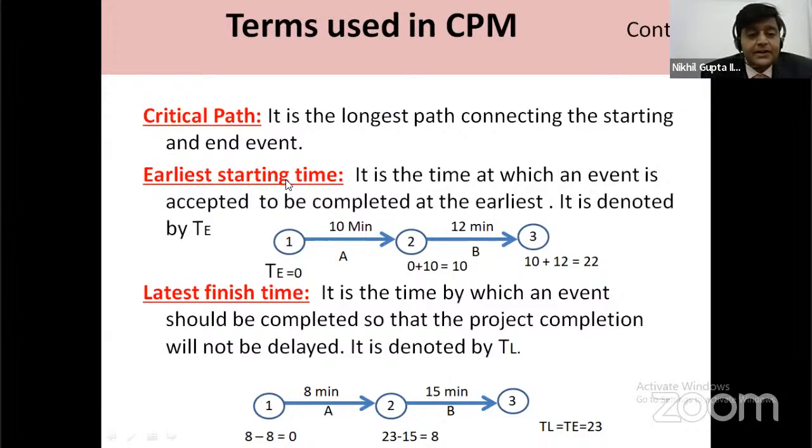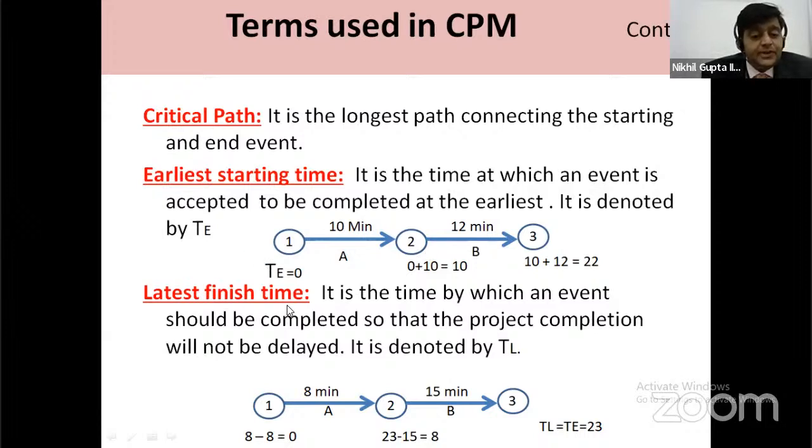How to calculate earliest starting time? TE is 0 for the starting event, but for the second event, TE is equal to the duration of the activity plus the starting event TE, which is 10 plus 0, equal to 10. For the next activity, the earliest starting time TE is equal to the previous TE plus the duration of the activity. Means we can say 10 plus the duration of activity B, 10 plus 12 is equal to 22.